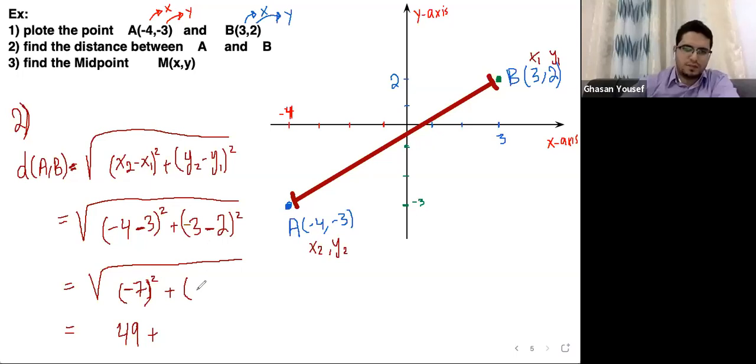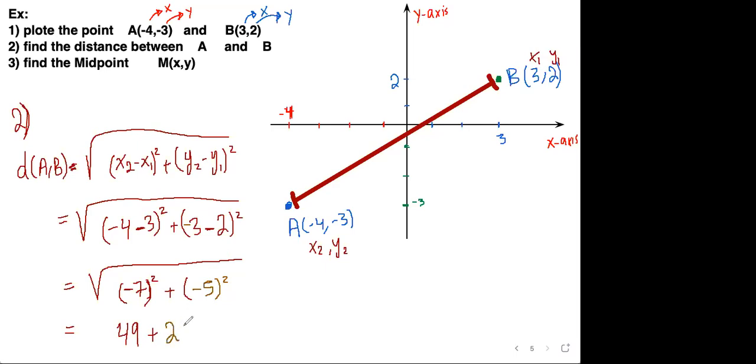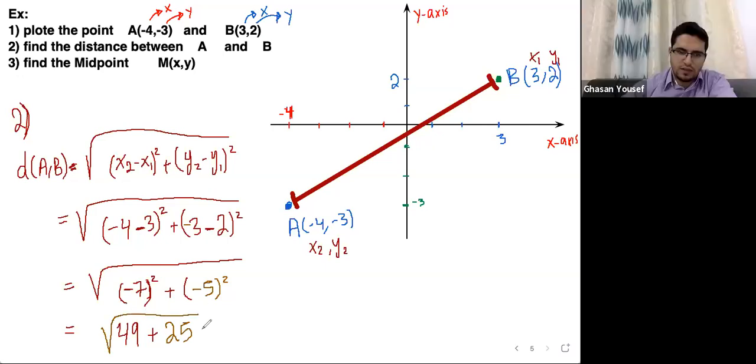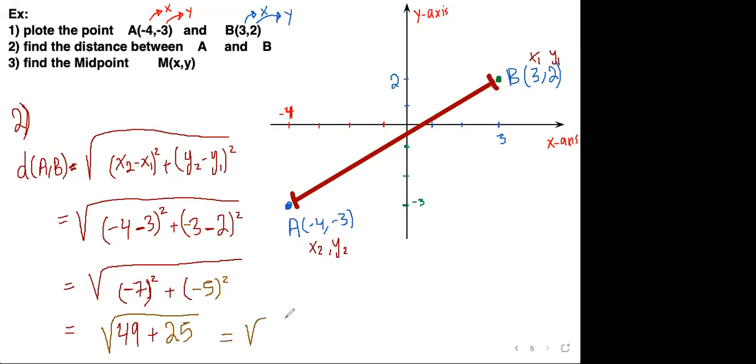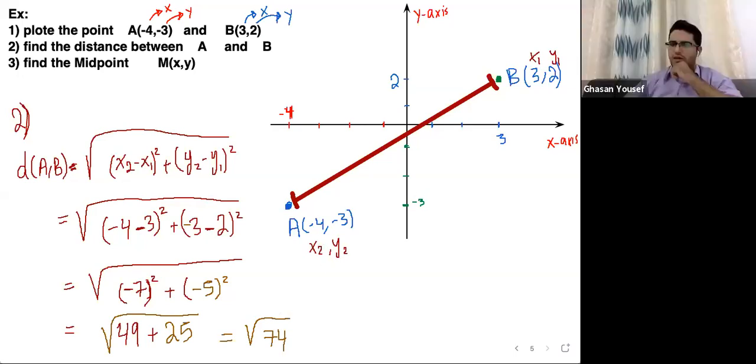So now I get minus 5 square. Minus 3 minus 2, I get square of minus 5. What is the square of minus 5? 25. Now take the square root of 49 plus 25, which is 74. This is correct, and this is my final answer, 74.